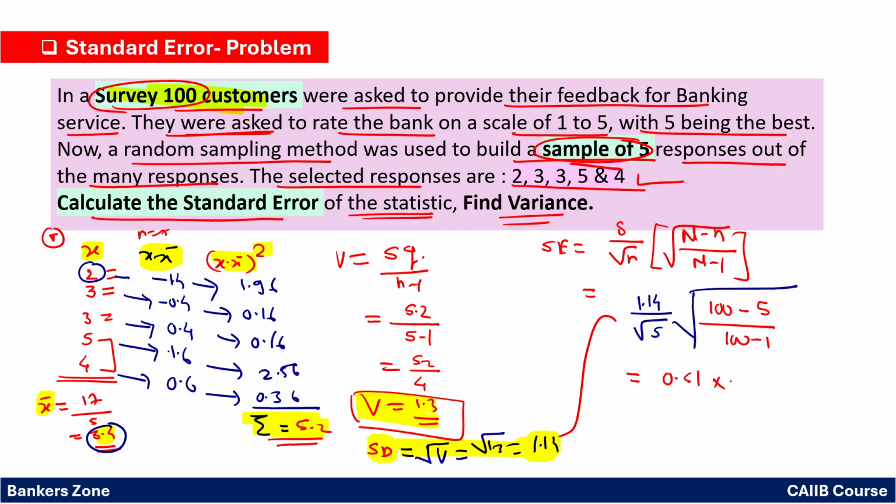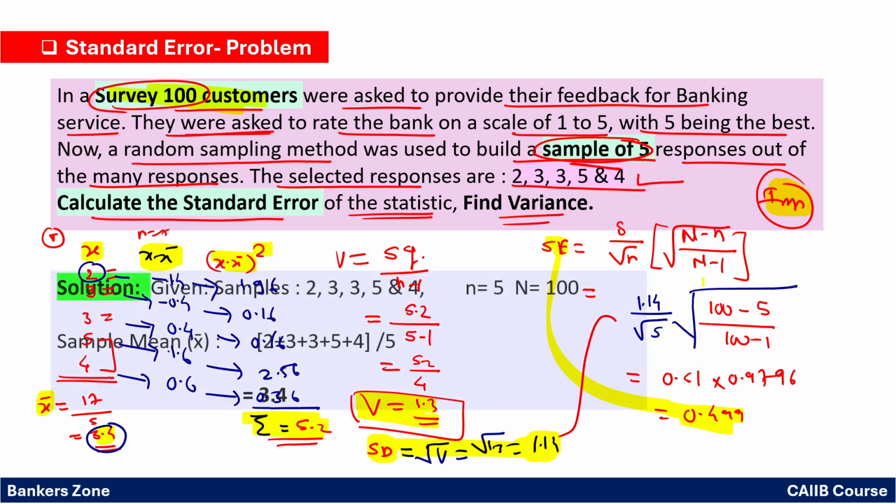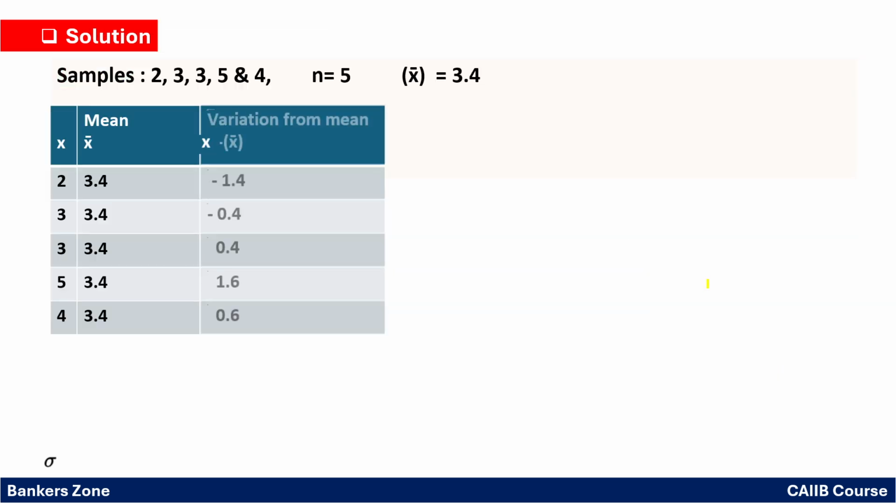You will get 0.51 multiplied by 0.9796. So it will be around 0.499. So this is your standard error, right? In that way, you have to apply the formula in the examination for solving this kind of problem. Generally they ask this type of problem, so I will mark it as an important problem. This is a star question from the exam point of view. If you need the solution, you can check it out here, right?